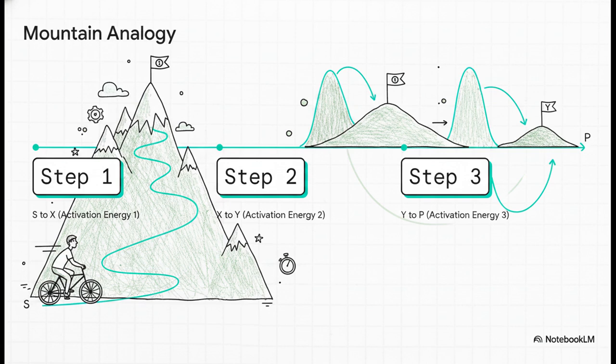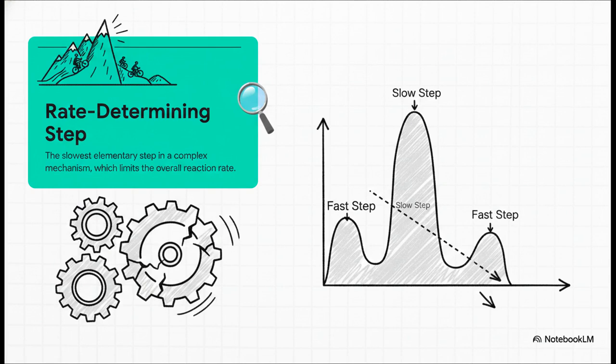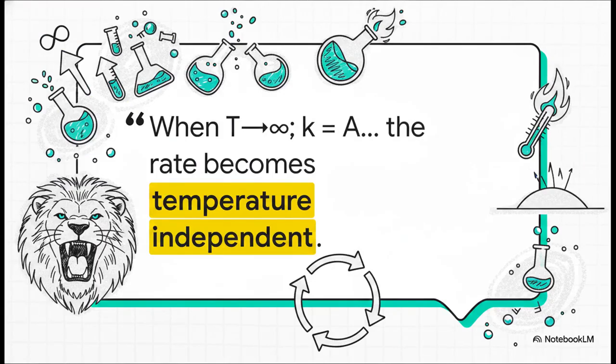its own speed. And just like your overall time riding up that mountain is going to be heavily dictated by the steepest, most agonizing hill, the overall speed of a complex chemical reaction is entirely dictated by its slowest checkpoint. We call this the rate-determining step. If you want to speed up the whole reaction, you've got to find a way to lower the activation energy of that specific step. The fast steps, they honestly don't matter at all if the slow step is holding the whole show up. Okay, here's an advanced concept to really test your understanding.